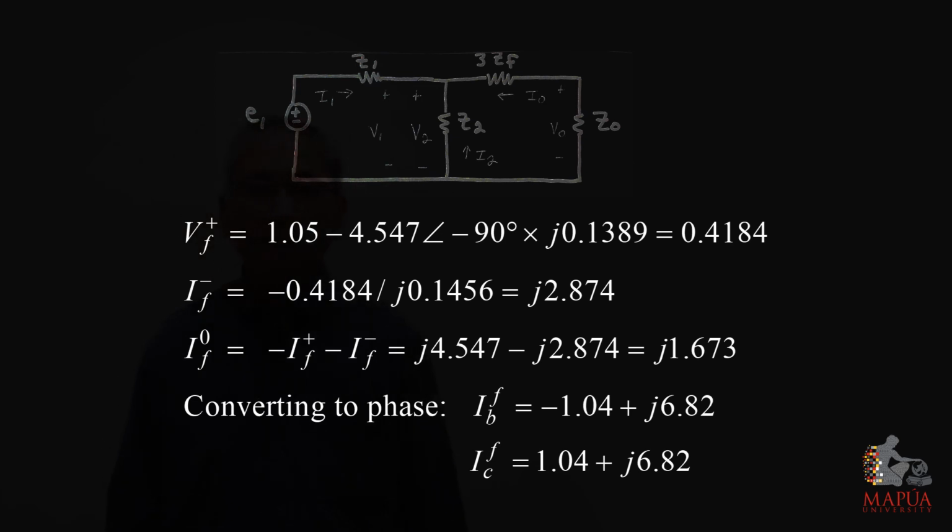Converting this to phase, that gives us IB equal to negative 1.04 plus J 6.82. IC now is equal to 1.04 plus J 6.82. That ends our Module 15.